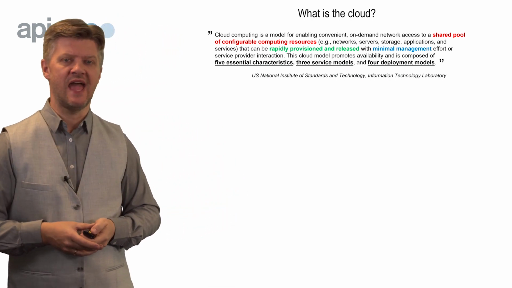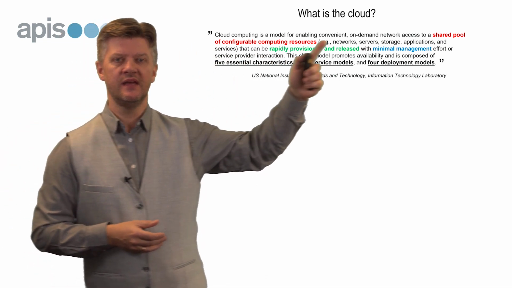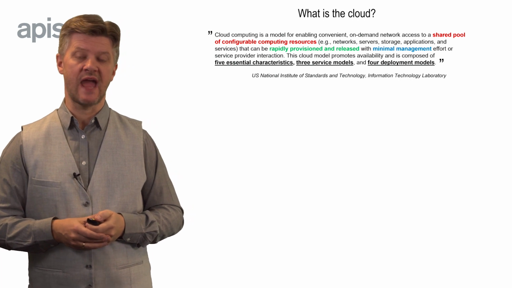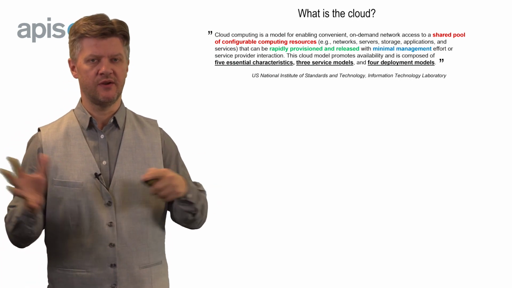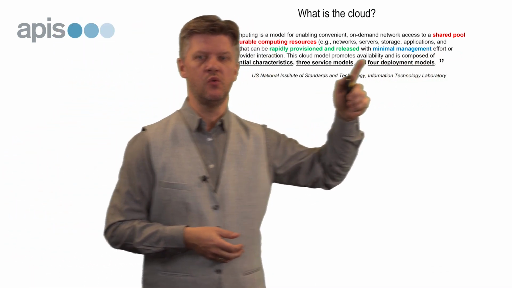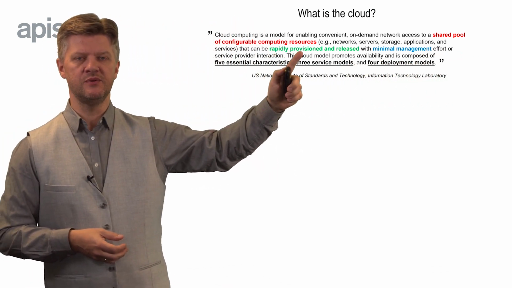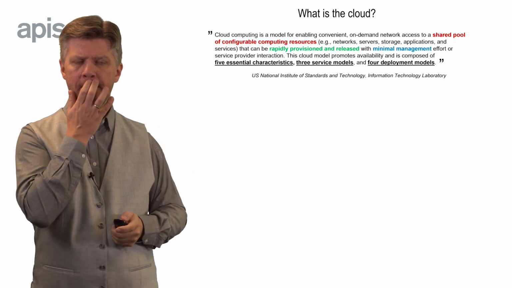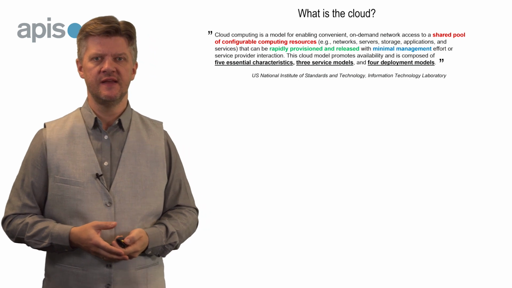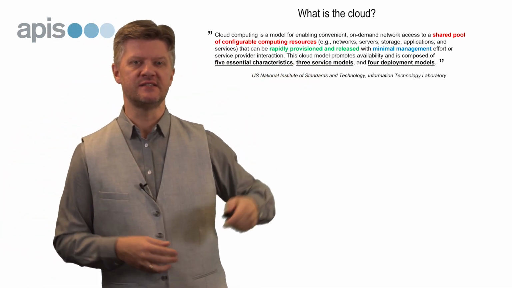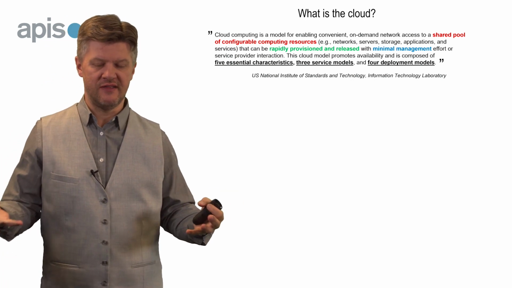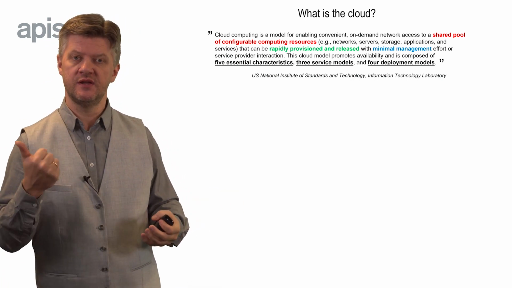So what they said, NIST, is cloud computing is a model for enabling convenient on-demand network access. So that's partly where we got that from, network access to a shared pool of configurable computing resources. Okay, so network access to shared resources. And they say computing resources, for instance, network service, storage, application services. So they sort of expand there from just compute, network, storage.